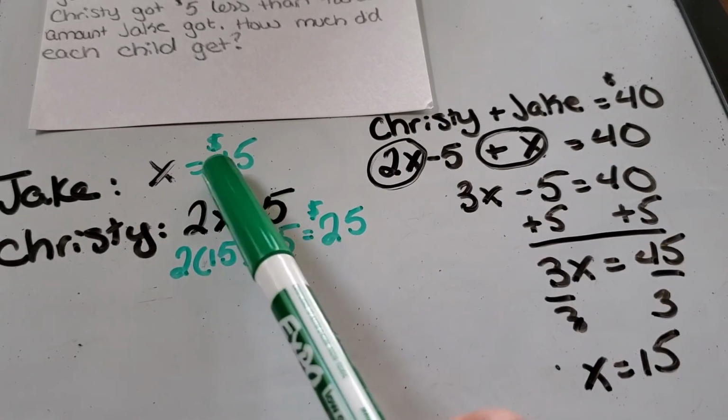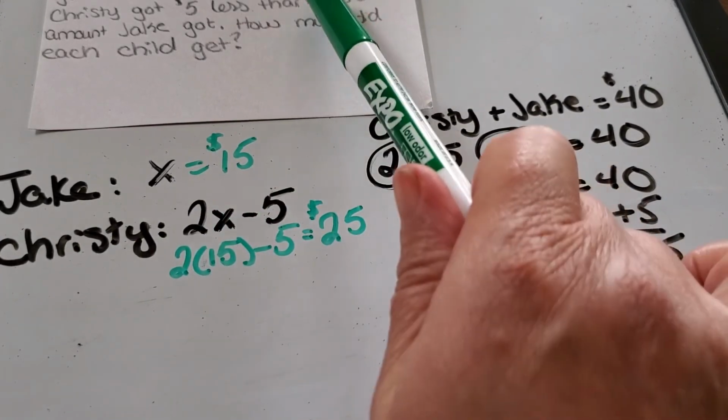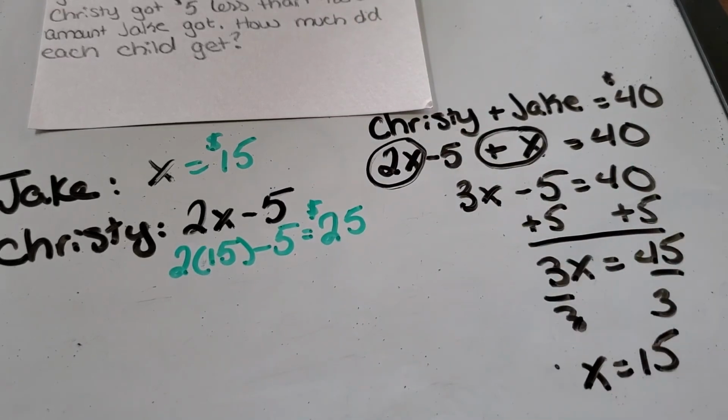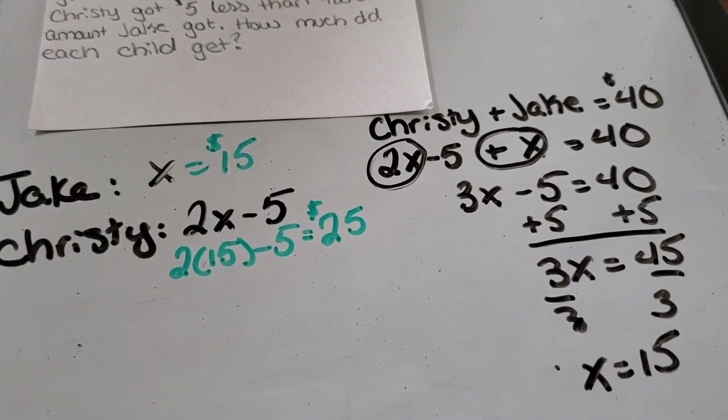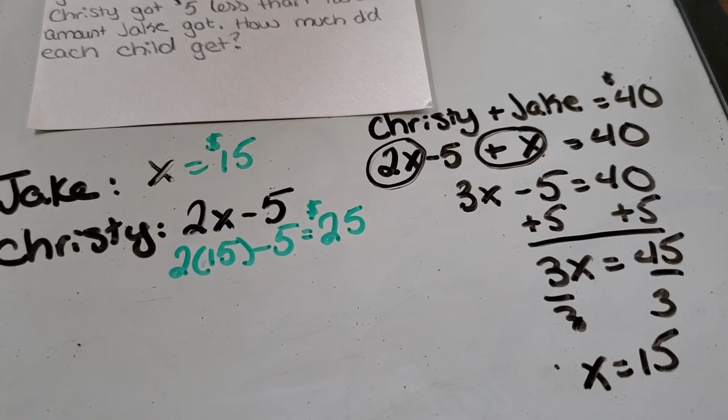Double check yourself. If they don't really add up to be $40, which was the total, you know you made a mistake. I hope that helps with today's lesson. Let me know if there's any questions.